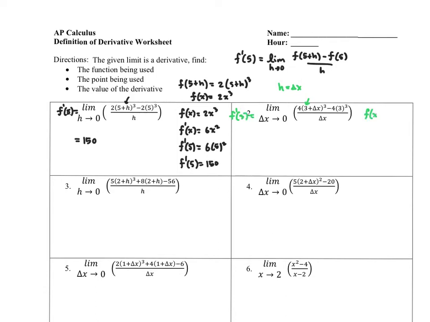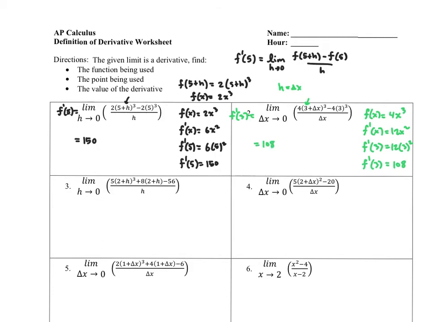So what would f of x equal? It looks to me like f of x would equal 4x cubed. Therefore, f prime of x would equal 12x squared. So f prime at 3 would equal 12 times 3 squared, which would be 108. Does that sound right? I think that's right. Therefore, this limit would equal 108.